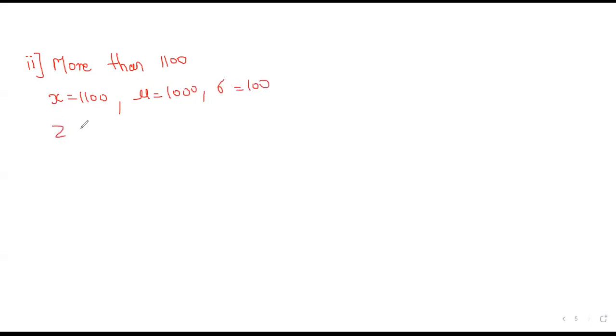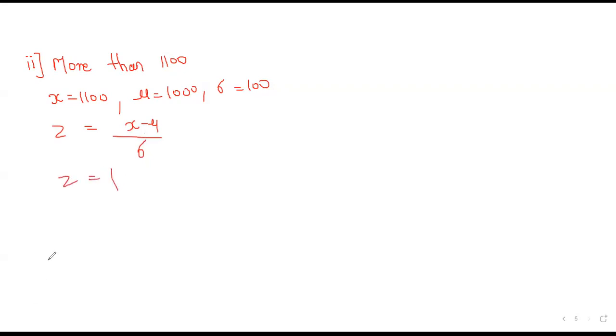ठीक है? So second is more than 1100. Here also x is equal to 1100, mu is equal to 1000. Sorry, mu 1000, right? Sigma is equal to 100. So z is equal to काय असणार आहे? इथे पण z ची व्हॅल्यू किती येणार आहे? 1. तेवढीच येईल ना. One. z is equal to x minus mu upon sigma. So z is equal to 1.